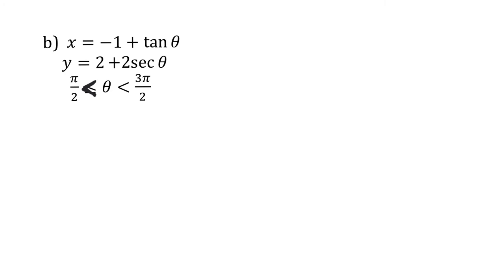Okay, it's going to be the same idea. So I have x equals negative 1 plus tangent theta, y equals 2 plus 2 secant theta. For my theta, pi over 2 is less than theta is less than 3 pi over 2, which is not all the way from 0 to 2 pi, which is going to make me pause and think. But for the first equation, let me solve for tangent theta. So tangent theta equals x plus 1. For the second equation, let me solve for secant theta. Well, 2 secant theta equals y minus 2. So secant theta equals (y minus 2) over 2.